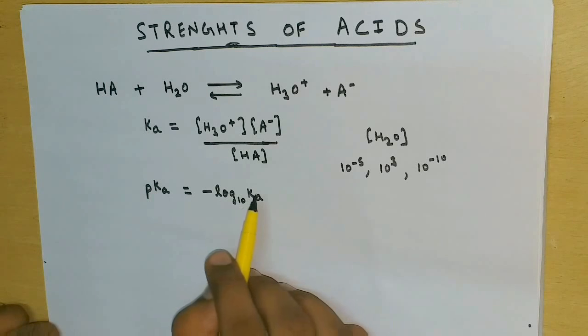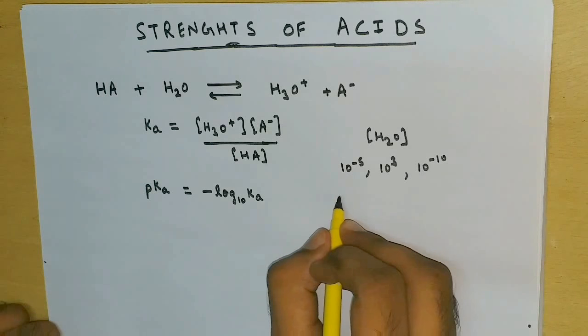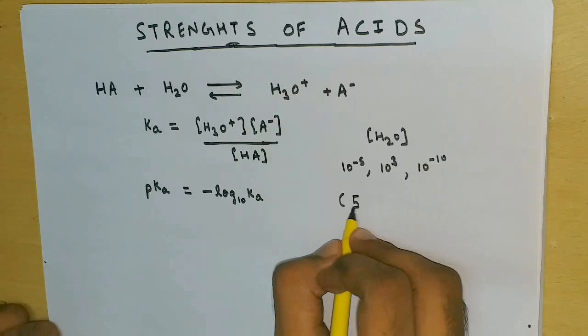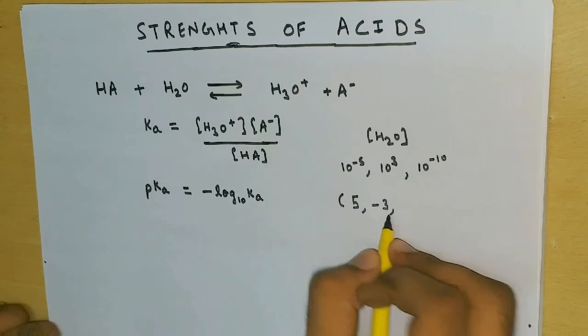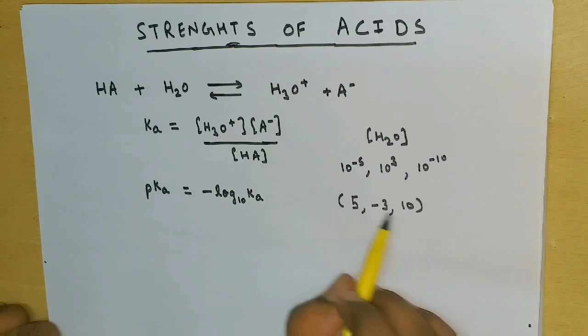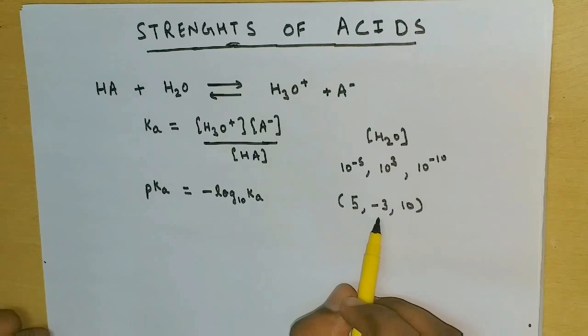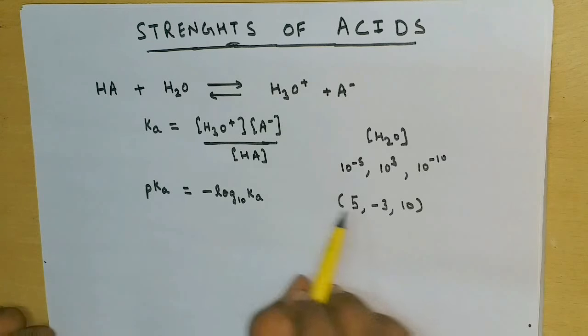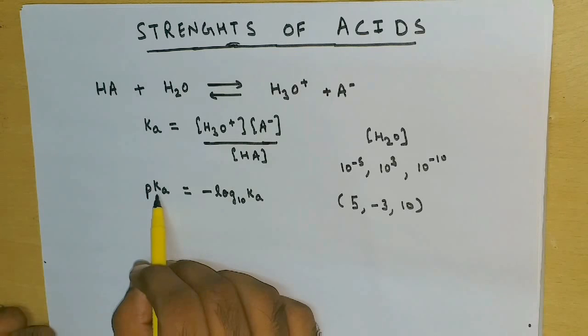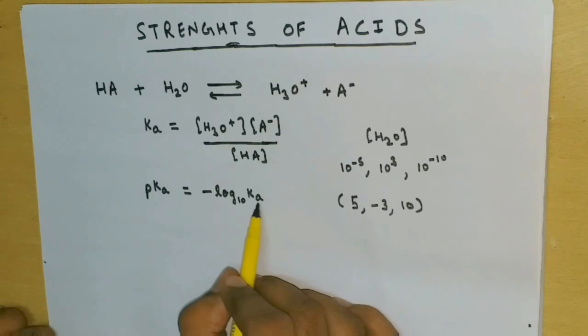On this scale, the pKa values of these above mentioned acids would be 5, minus 3, and 10, which are simpler numbers to deal with. From this formula, we can see that pKa is low if Ka is high, or pKa is low if the acid is strong. That implies a low pKa corresponds to a strong acid and a high pKa corresponds to a weak acid.